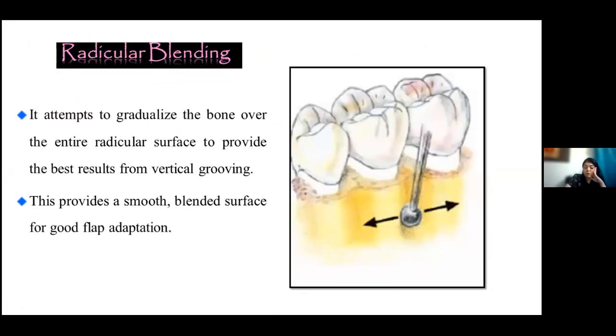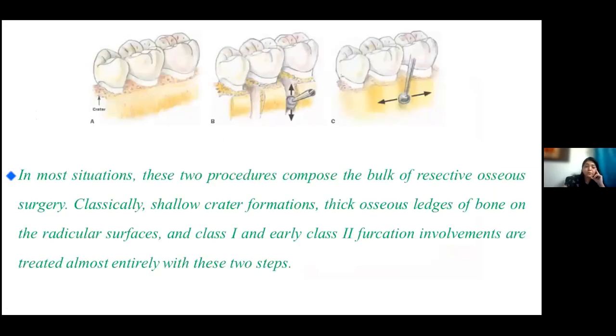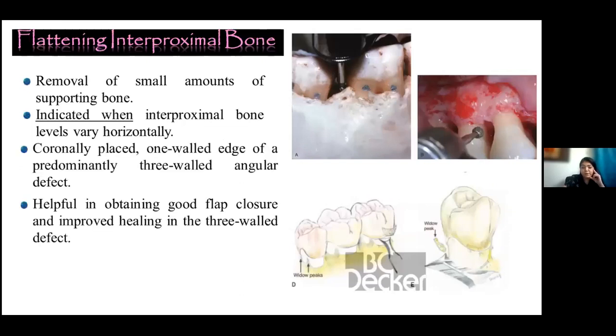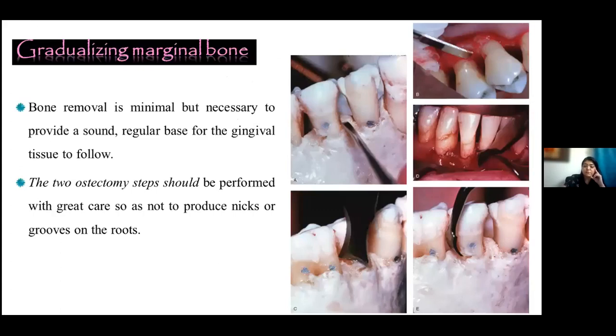Then we have radicular blending, where you just gradualize the non-tooth supporting bone according to your vertical grooves. Then flattening of interproximal bone. I think it's pretty clear with the name itself. And then you gradualize the marginal bone with your chisels or files.